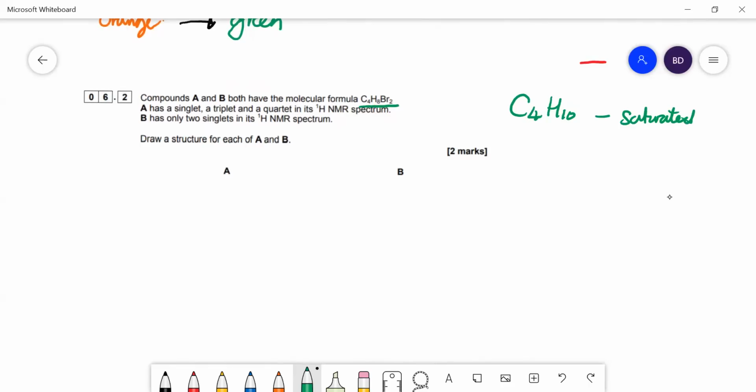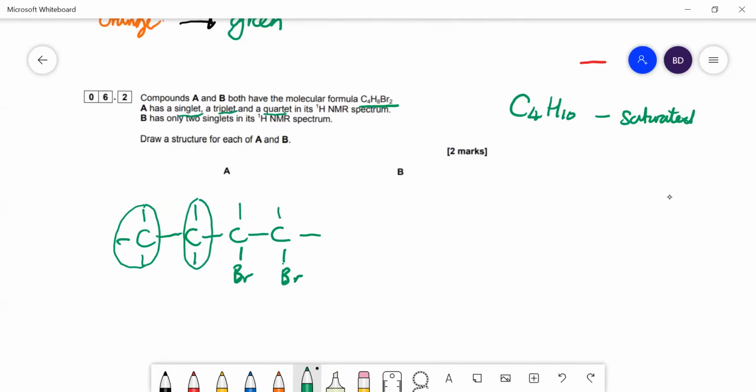Okay, compound A has got a singlet, a triplet, and a quartet. Right, so let's try 4 carbons in a row. We've only got 4, and there's no double bonds. Well, where should we put the bromines? Let's just try here. That's not going to work because you can see, look, you've got hydrogens here. That's going to give you too many peaks. Those 3 are the same, those 2 are the same, those 2 hydrogens are the same. 1, 2, 3, 4. It's going to give us 4 peaks. So we can't do that.